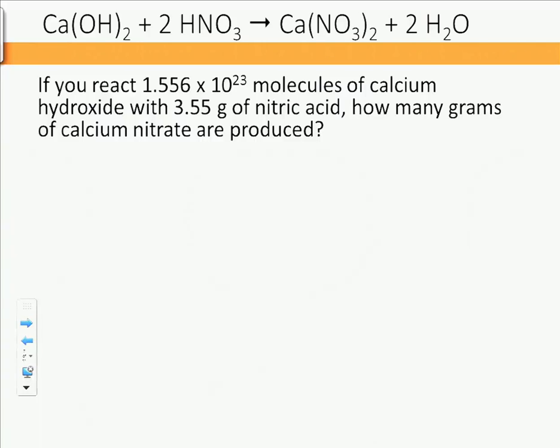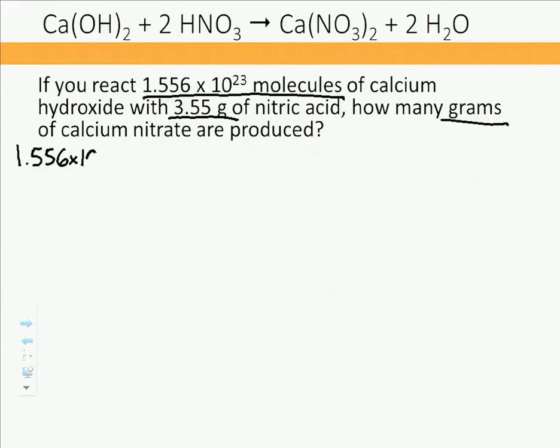Here, you're asked to react 1.556 times 10 to the 23rd molecules with some number of grams to end up with grams of a product. You want to treat it the same way. So you're trying to end up with comparing moles of something to moles of that same thing. And like I said, there's a bunch of ways to do that. Some people try and convert like grams of nitric into moles of calcium hydroxide. You can definitely do that. If that works for you, do it. But you're trying to compare and figure out which one's in excess and which one's limiting.